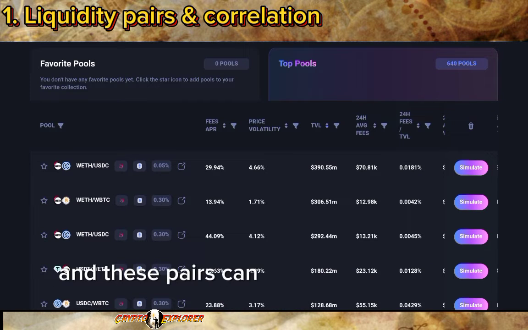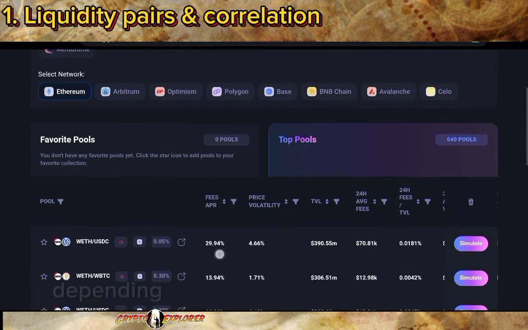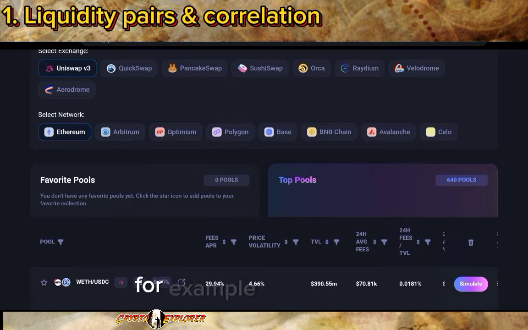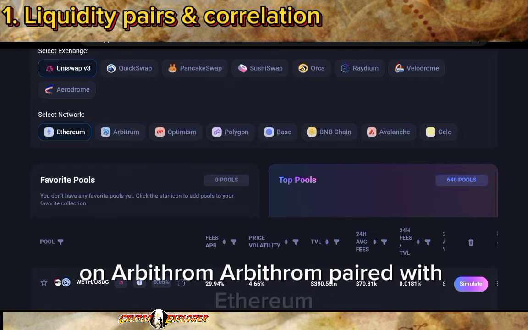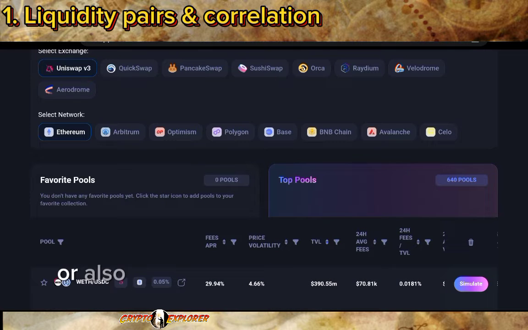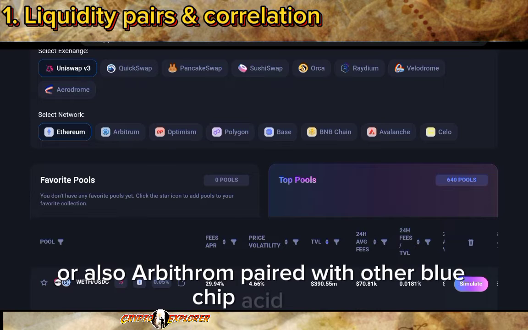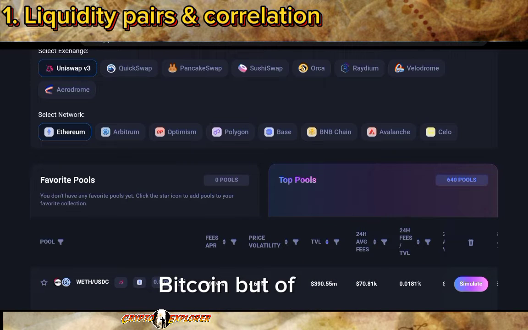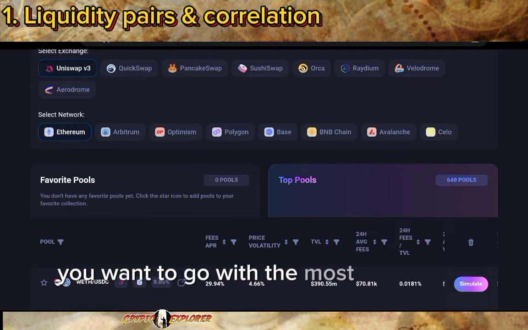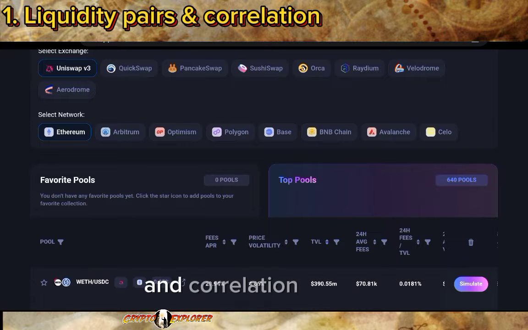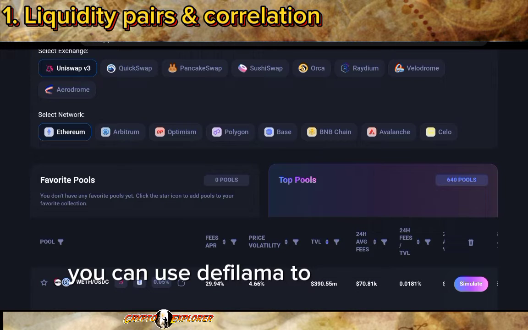And these pairs can take a lot of shapes, of course, depending on the chain you are on. For example, on Ethereum, Bitcoin paired with Ethereum would be a good one. On Arbitrum, Arbitrum paired with Ethereum would also be a good one, or also Arbitrum paired with other blue chip assets, BNB, Bitcoin. But of course, you want to go with the most correlated pairs, and correlation is a tool you can use DeFi Llama to help you with that.